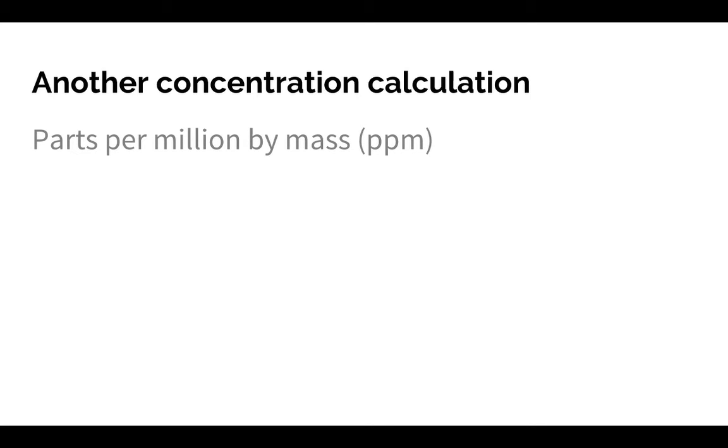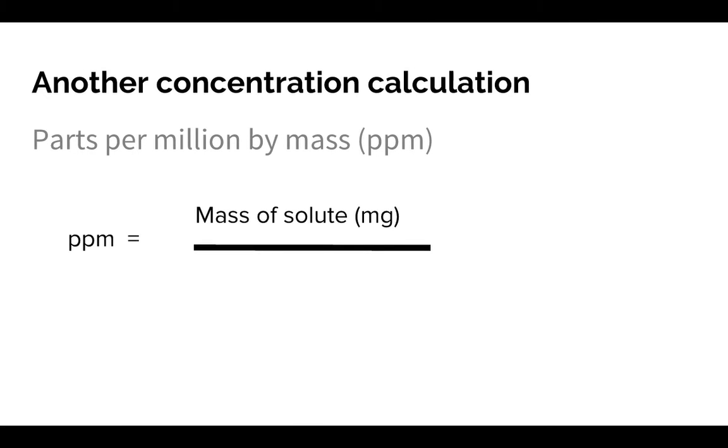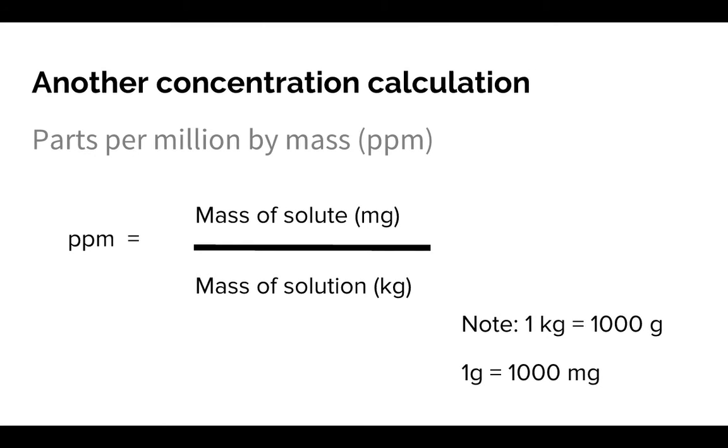Another way to measure very, very small concentrations is to look at parts per million. The first way is by mass. So parts per million, or ppm, can be calculated using the mass of the solute in milligrams and dividing that by the mass of the solution in kilograms. Note that 1 kilogram is equal to 1,000 grams and that 1 gram is equal to 1,000 milligrams. So if we convert kilograms into milligrams, we would have 1 million milligrams. So if we had 1 milligram over 1 million milligrams, we would have 1 part per million.